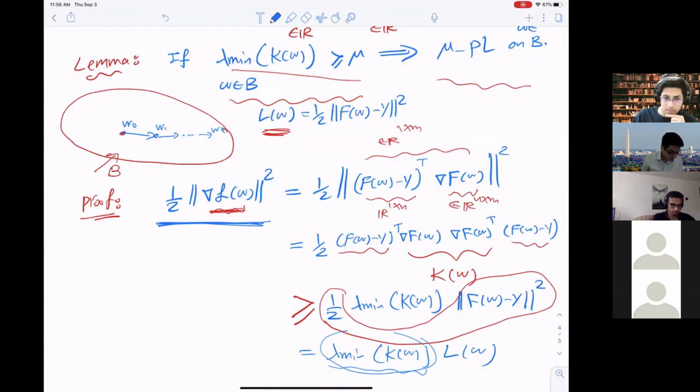So therefore, all I need to show for the convergence is that the lambda min of my tangent kernel, in this ball that contains the w's that I'm visiting using gradient descent or stochastic gradient descent, is above a certain number, above a certain mu. Right, so let me pause and take questions.